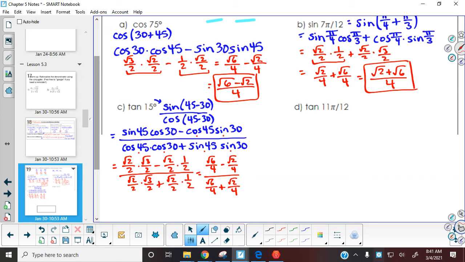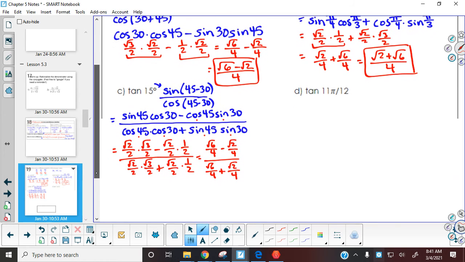Now, there's several different ways that you could go about doing this. One of the things that I would suggest to start is you have fractions within fractions. So we've talked about this recently, that the way to go about getting rid of that is multiply the top and the bottom by that denominator. So if I multiply everything by 4 over 4, that's going to cancel out all of these 4's. Okay, so I end up with root 6 minus root 2 over root 6 plus root 2.